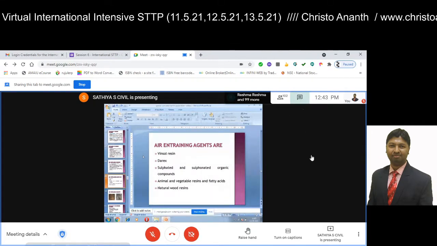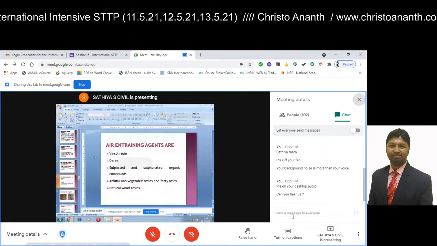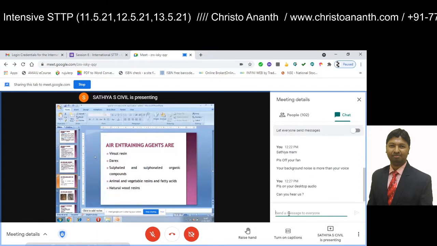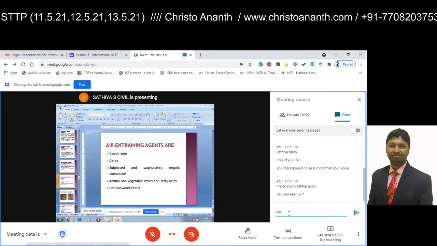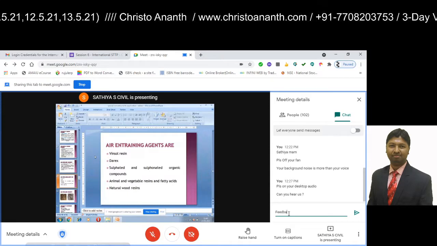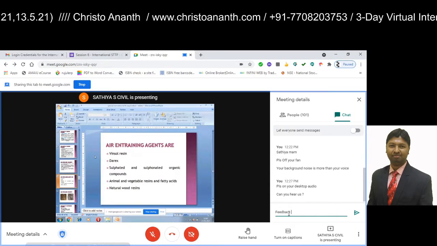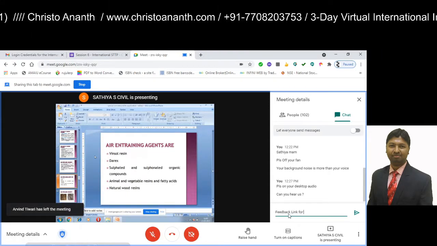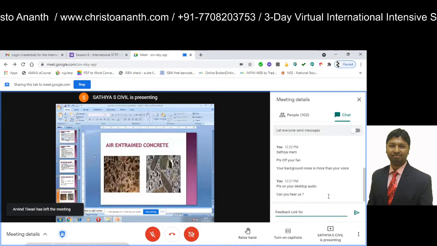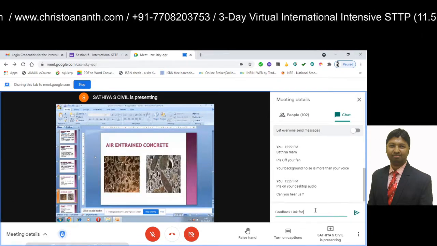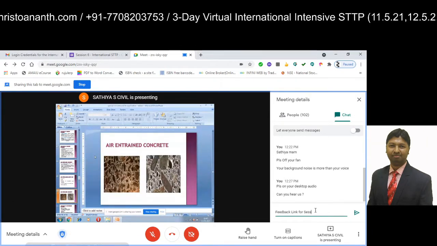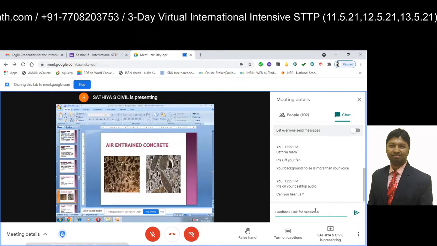Then the air entraining agents are insol resin, Darex, and sulfated and sulfonated organic compounds, then animal and vegetable resins and fatty acids, then natural wood resins. This is the image of air entrained concrete. You can see the difference.